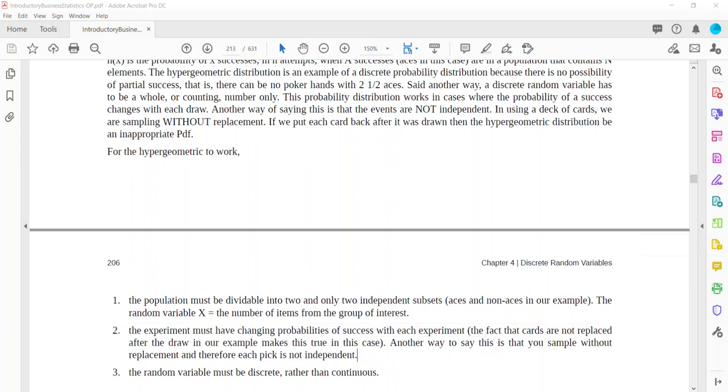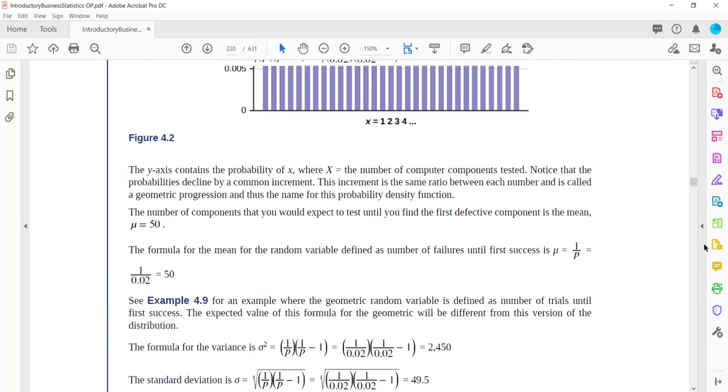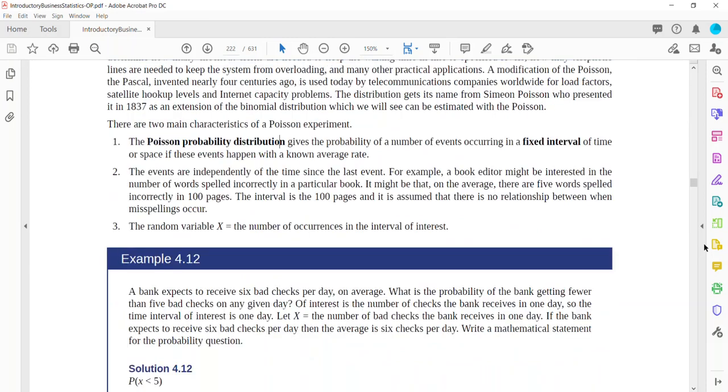And then if you ask yourself, how is Poisson, which is related to time, discrete and not continuous? Because we are trying to determine the number of events occurring in a fixed interval of time. We're not trying to determine the time. So that's why it's considered discrete and not continuous.